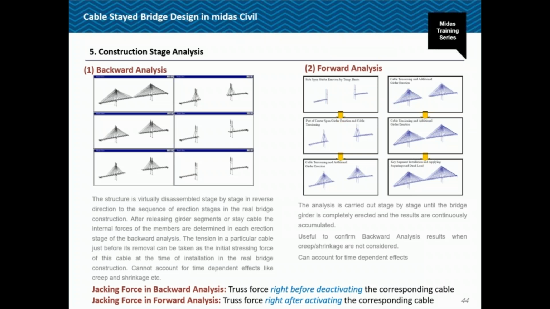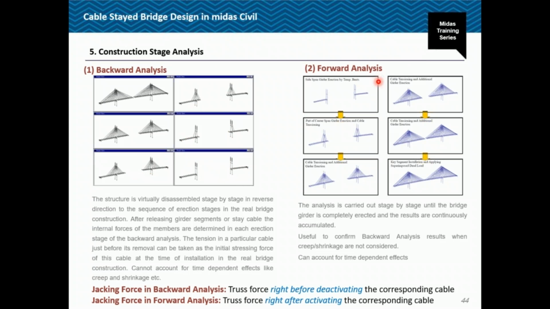Generally, the construction stage analysis can be of two types for a cable stay bridge. First is your backward construction stage analysis. Second can be your forward construction stage analysis. Backward would go in this fashion where you deactivate the elements in a backward sequence of a real construction process. So you start with the pretensions that are obtained in the final stage analysis. This would be your first model, and then you deactivate through different stages to reach the first stage.